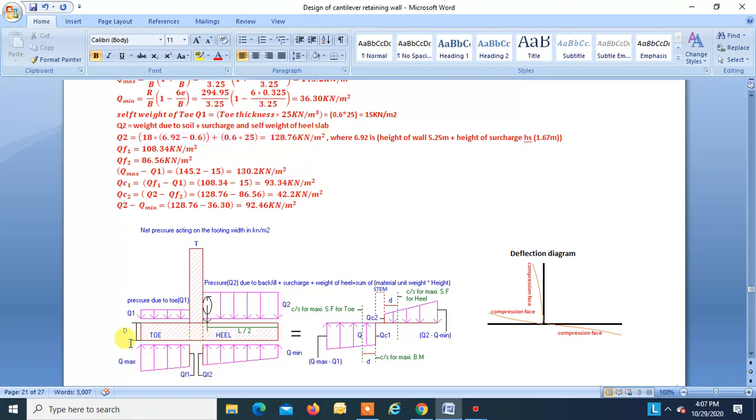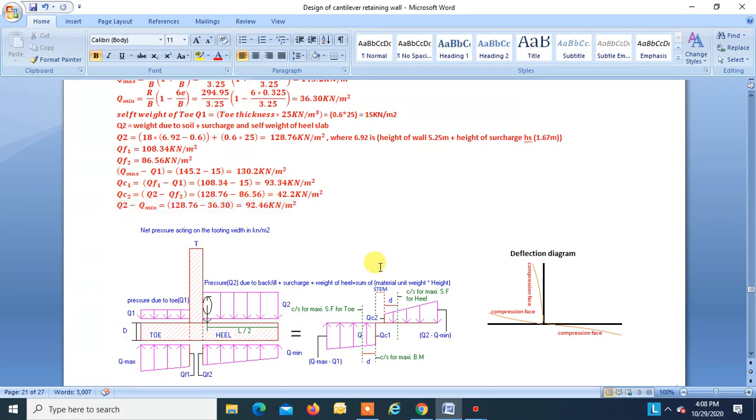Now you can find QF1 and QF2 by using interpolation. Qmax is known, Qmin is known. So QF1 is 108.34, QF2 is 86.56, right? So you know all these four values. So this is the net pressure. This is equal to Qmax minus Q1. Now QC1 is equal to QF1 minus Q1, and QC2 is equal to Q2 minus QF2, and this is Q2 minus Qmin. So everything is found over here. Qmax minus Q1 is 130.2, QC1 is 93.34, QC2 is 42.2, and Q2 minus Qmin is 92.46.